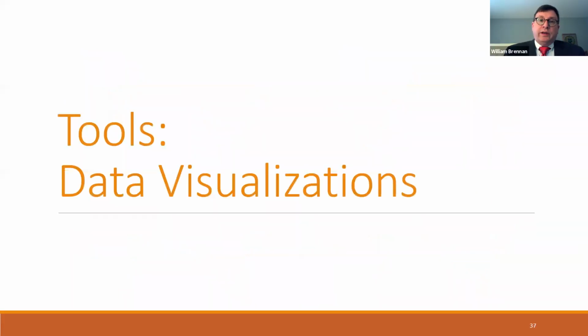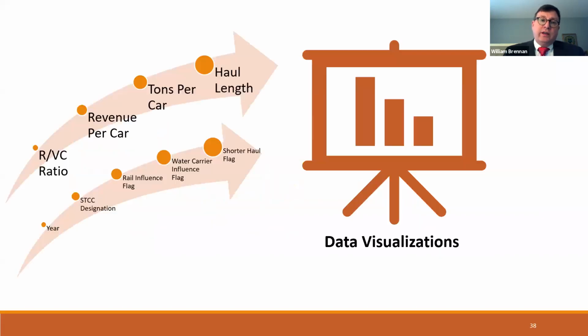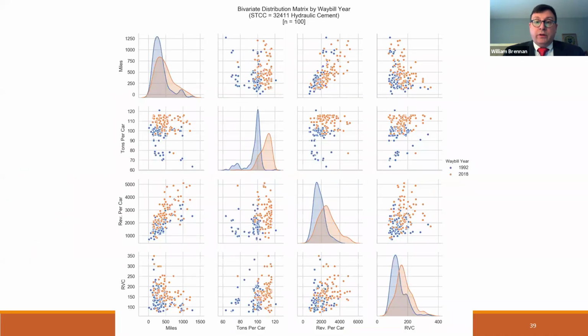The board's approach places each waybill into the applicable buckets, and then for a given commodity looks for changes over time. We use two data visualization techniques to do this, both of which provide a visual representation of the changes in a given commodity's transportation marketplace. The first technique is a pair plot, or more technically, the bivariate distribution matrix. This is the pair plot for hydraulic cement.